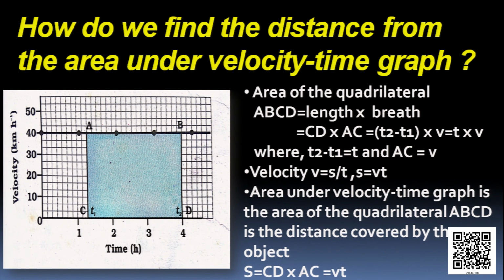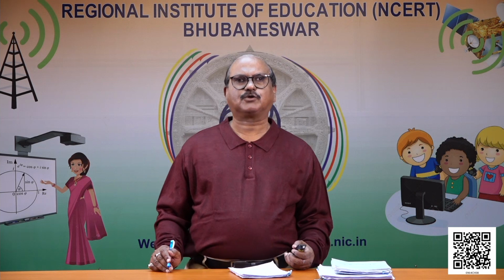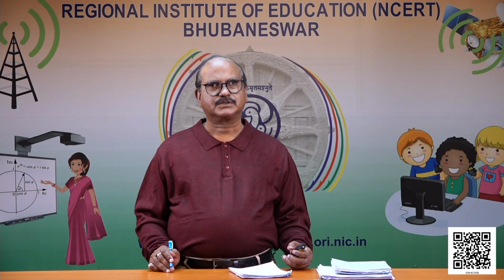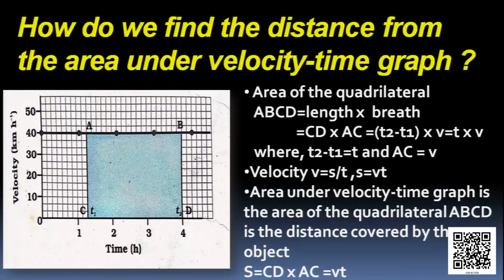Therefore, the area of the quadrilateral ABCD is equal to length into breadth, which is CD into AC, which is T2 minus T1 into V, which is T into V. I have already mentioned T2 minus T1 is equal to T and AC is equal to V. But we know from the definition of velocity, it is the displacement per unit time, or for the magnitude, V is equal to distance by time. So distance S is equal to V into T.